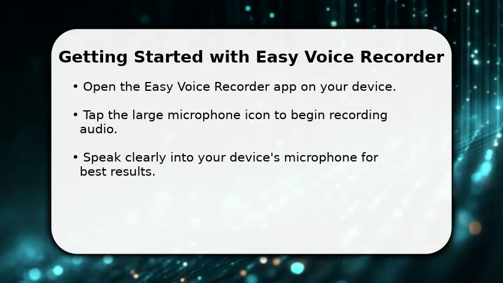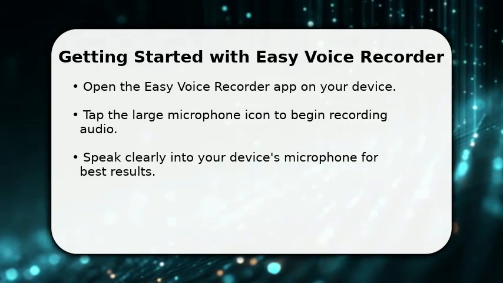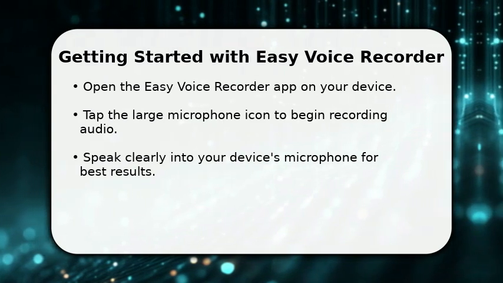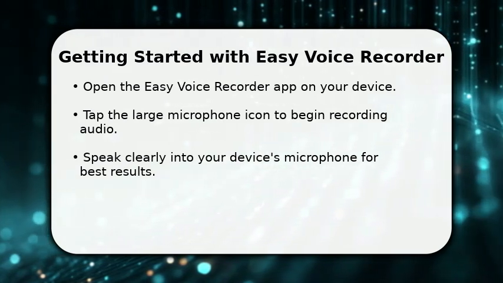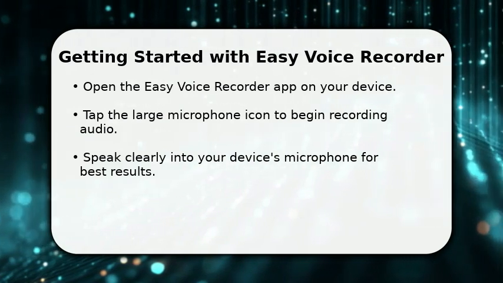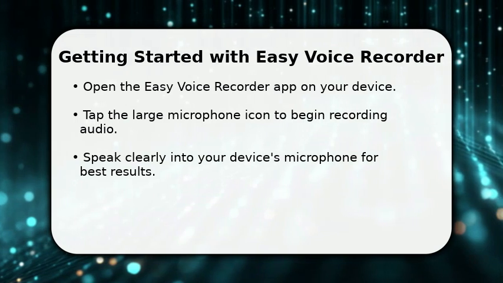In this video, I will explain how to use the Easy Voice Recorder app. First, locate and open the Easy Voice Recorder app on your smartphone or tablet. Once the app is open, you'll see a prominent microphone icon in the center of the screen. Simply tap this icon to start your recording.